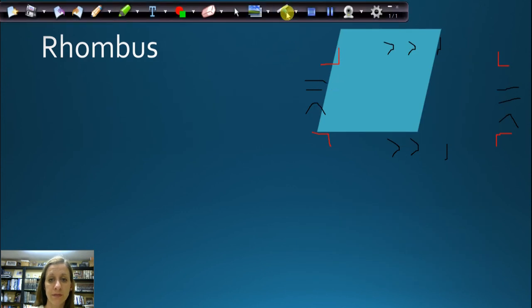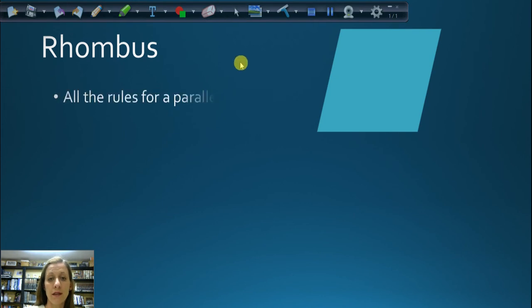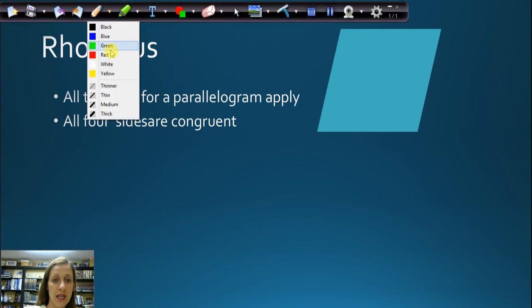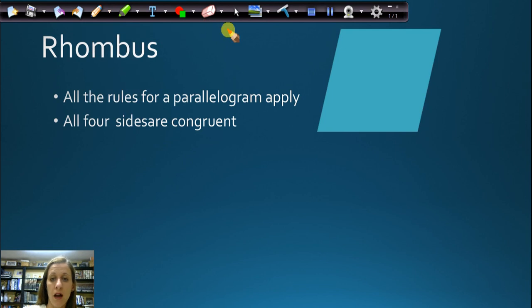Next is a rhombus. So for a rhombus, again, all the rules for a parallelogram apply, but the rules for a rectangle do not apply to the rhombus. The extra thing for a rhombus is that all four sides are congruent. So this time, all four of those will be the same exact measurement. We're still going to have opposite angles that are congruent, and we're still going to have parallel sides.